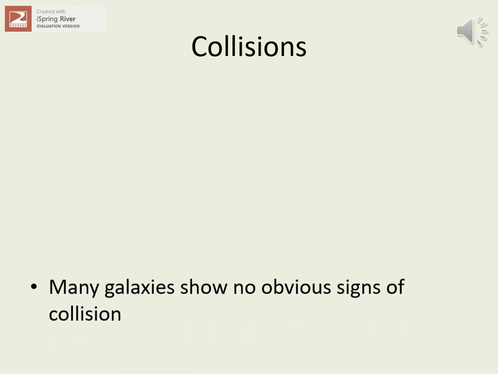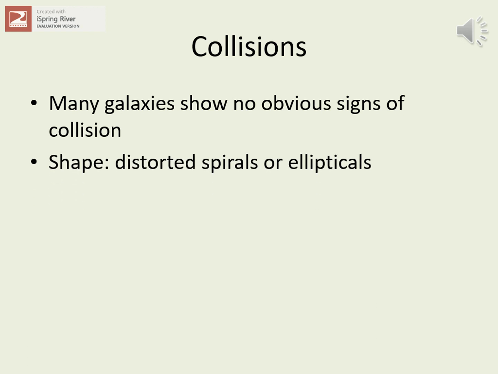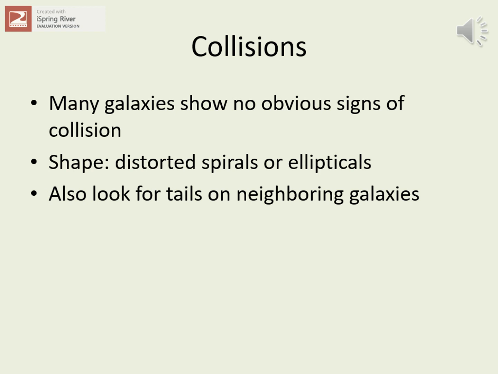The last process to look for is collisions, and you may not see any evidence of these. However, there are a couple of things that might indicate recent collisions in a galaxy. First, just look at the shape. If it looks like a standard spiral or elliptical shape that's been distorted, especially if there are streams or tails of stars extending out towards another galaxy, that would be a clear indication of a recent or even ongoing collision. You might also see a neighboring galaxy that has a tail of gas or stars stretching out towards the one you're observing. That counts too.